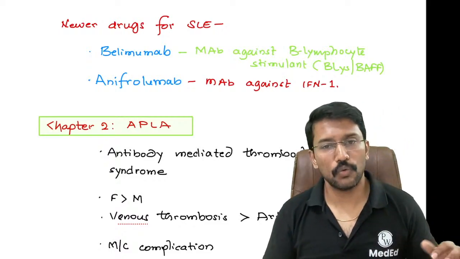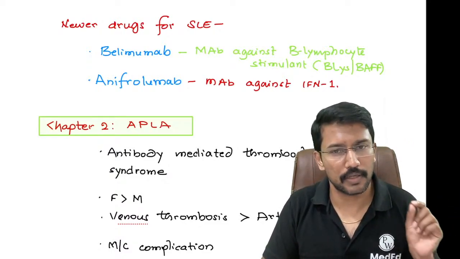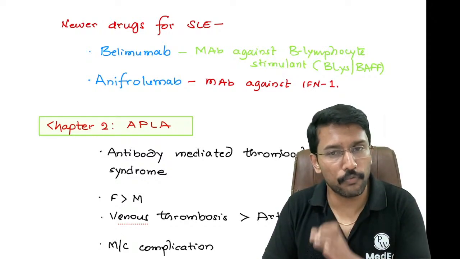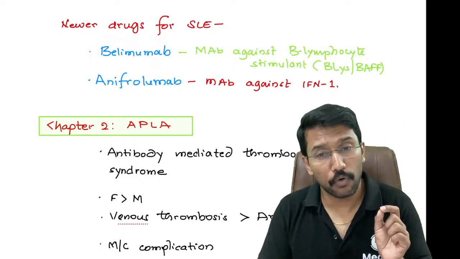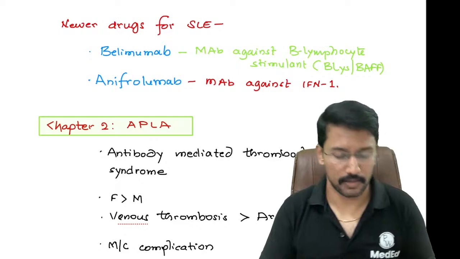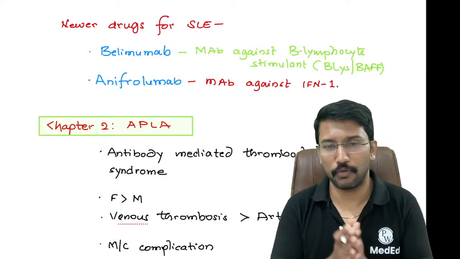There was one MCQ in the previous NEET PG, I guess, or maybe INI-CET, where they were asking you which of the following is the first monoclonal antibody approved for treatment of SLE. That is belimumab, right? Which of the following is the first monoclonal antibody targeting interferon 1? That is going to be anifrolumab. Okay, so that's a quick review of SLE.